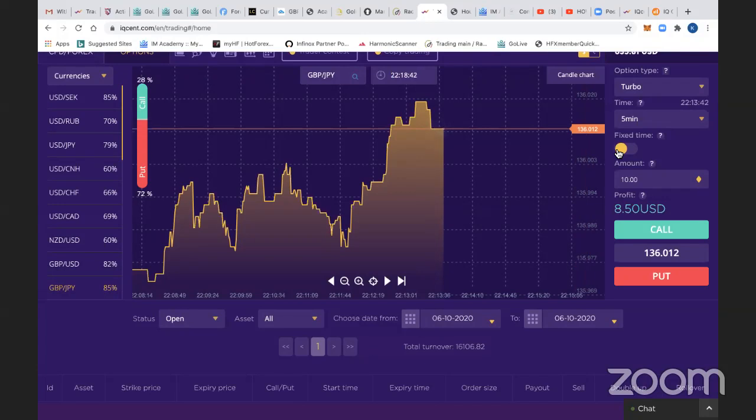All right. Don't bother if they tell you not to put it. Just put it on fixed so that you know that every trade you take is going to be 5 minutes. So that's one of the things you want to do. Then the second thing is risk management.